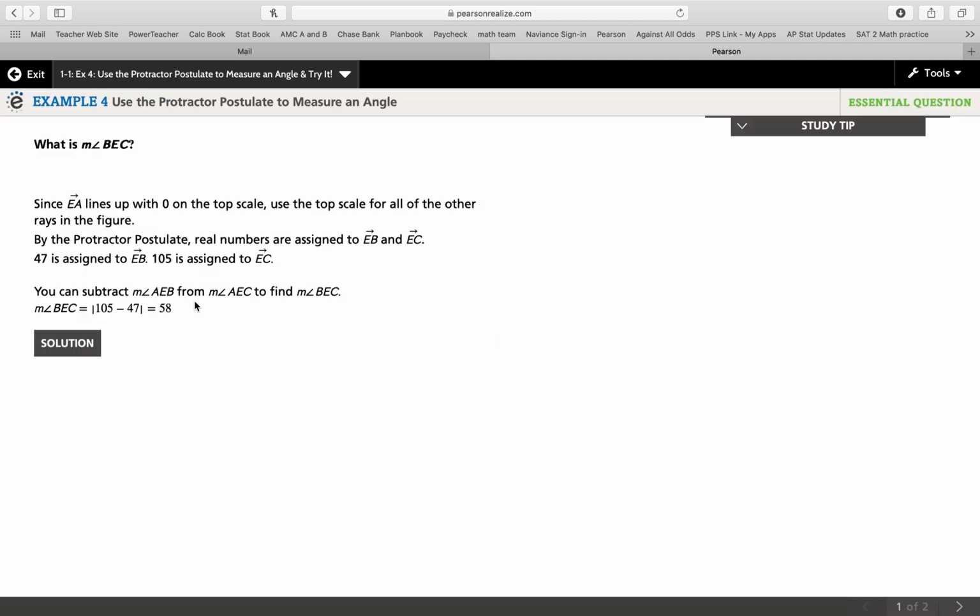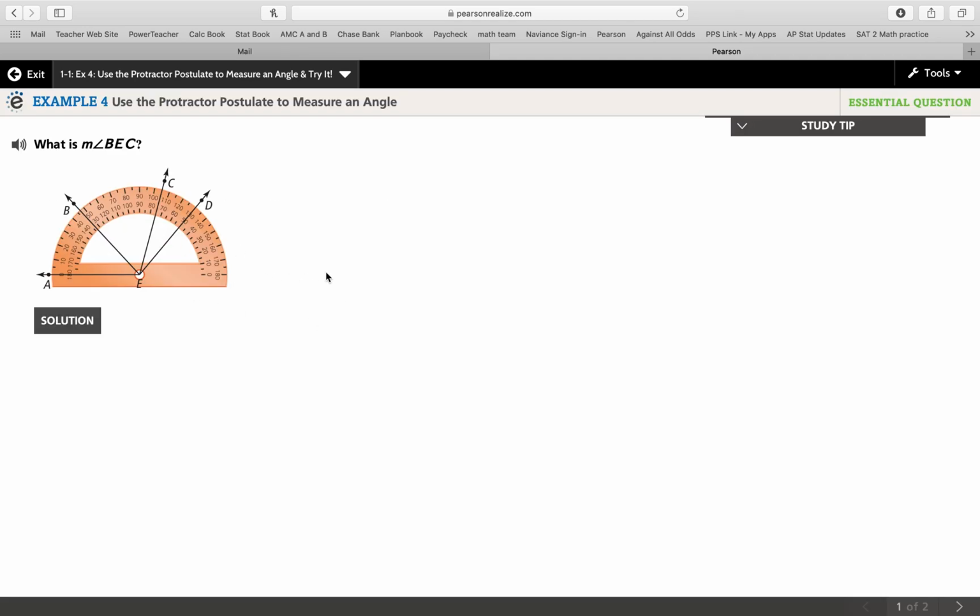Okay, we're going to be using protractors a little bit in class. A lot of straight edges, a lot of compasses. So here we're just looking for various angles. So the measure of angle BEC. So here's BEC.